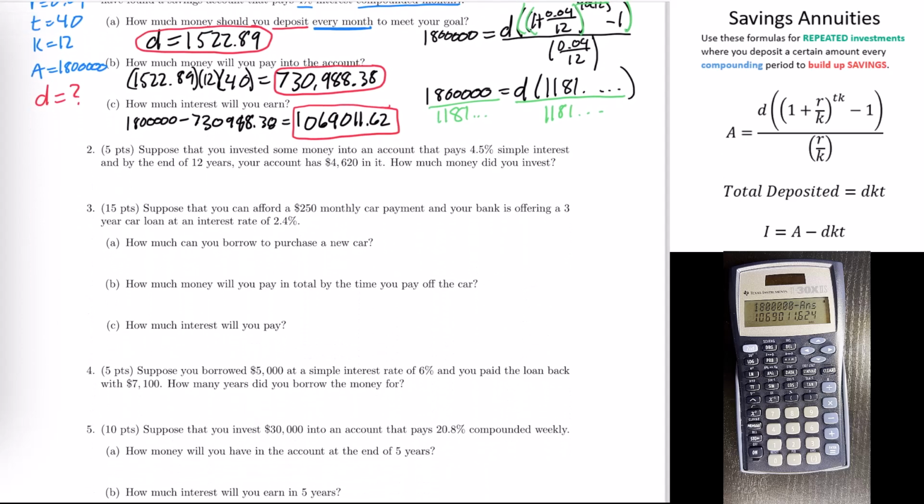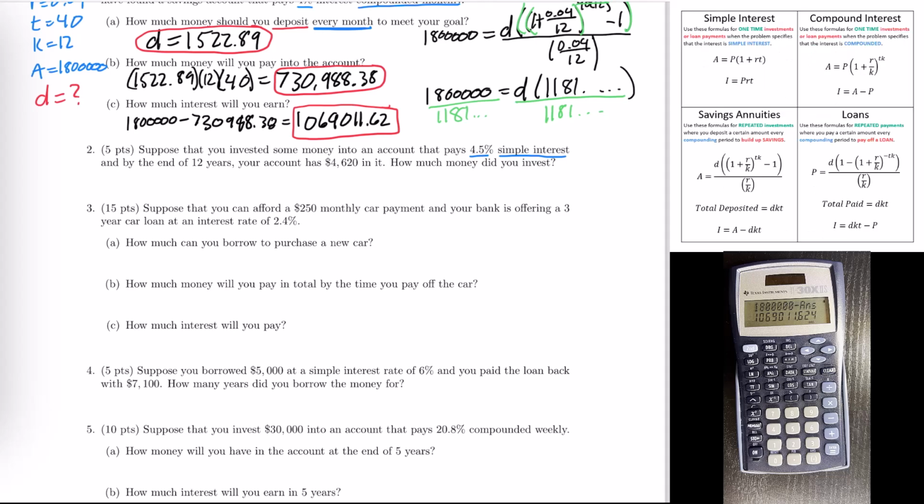On question 2, it says, suppose that you invested some money into an account that pays 4.5% simple interest, and by the end of 12 years, your account has $4,620 in it. And the question is how much money did you invest?